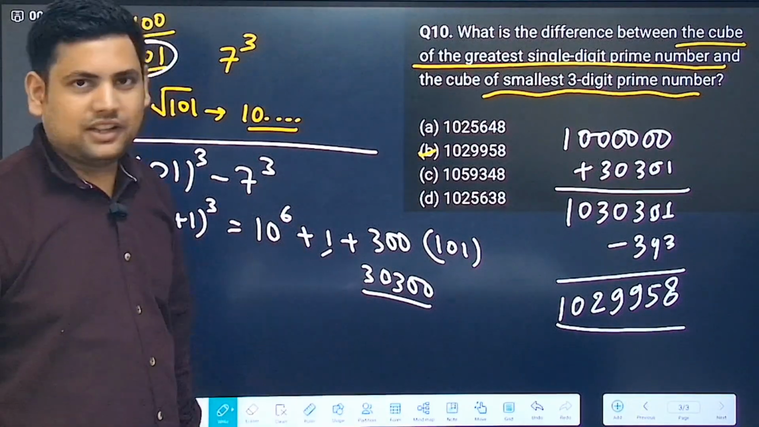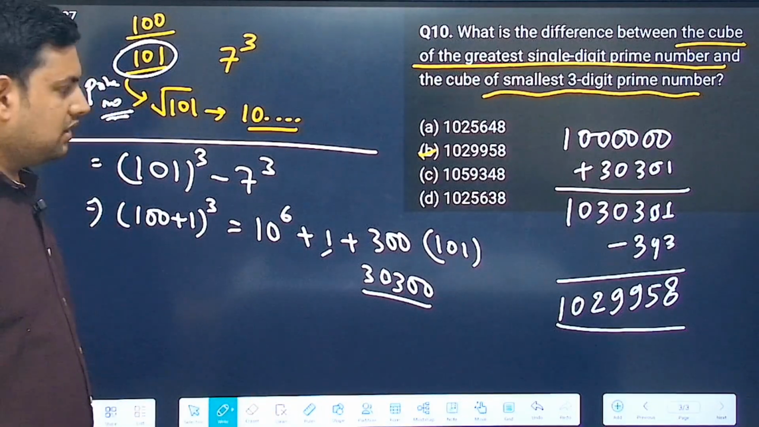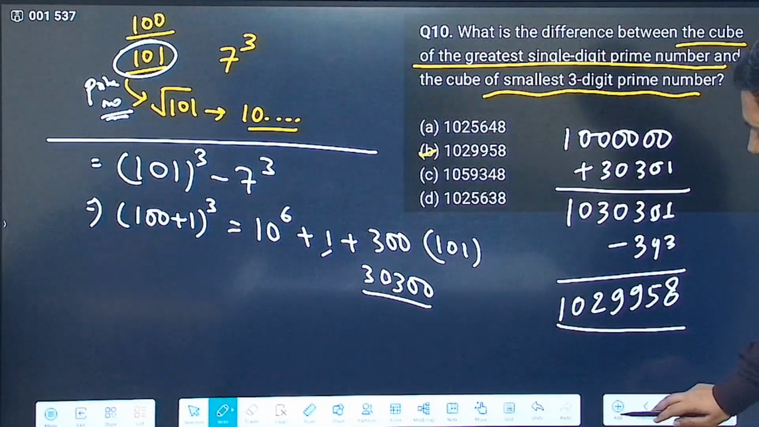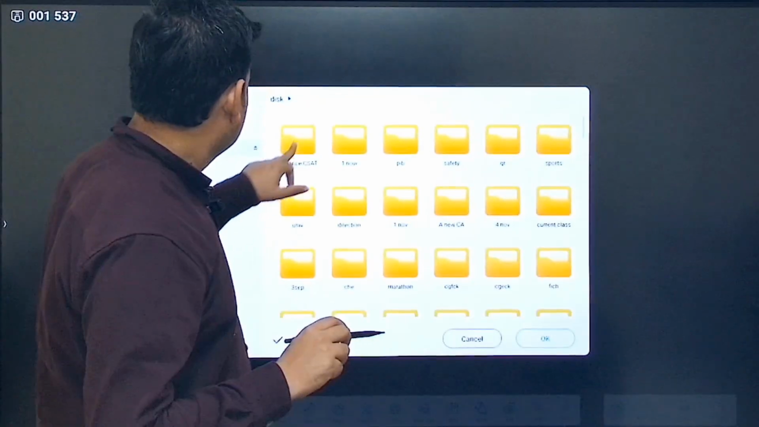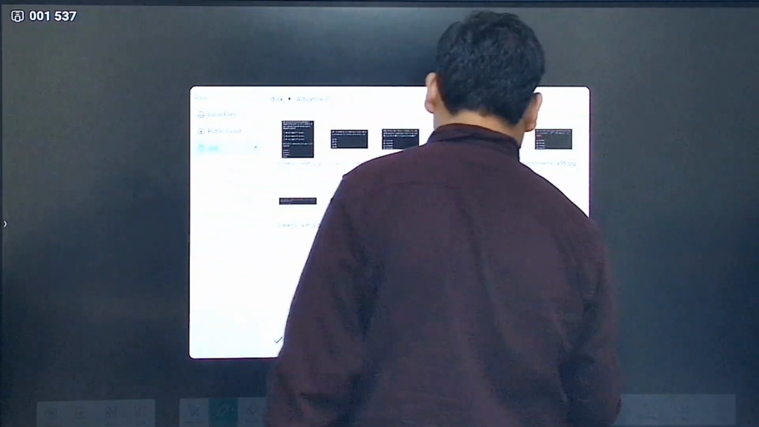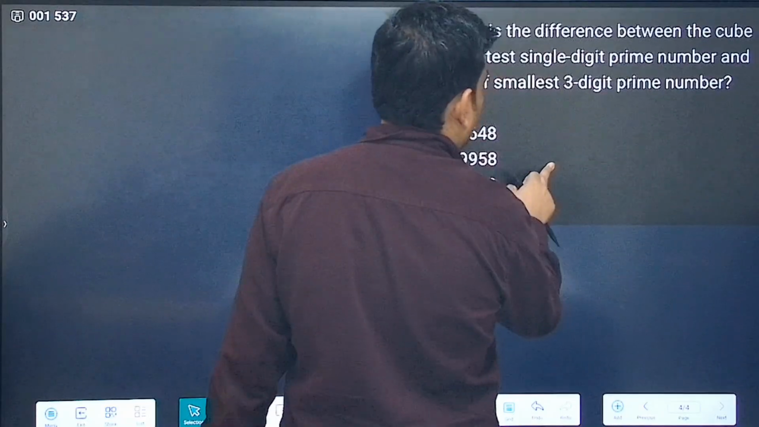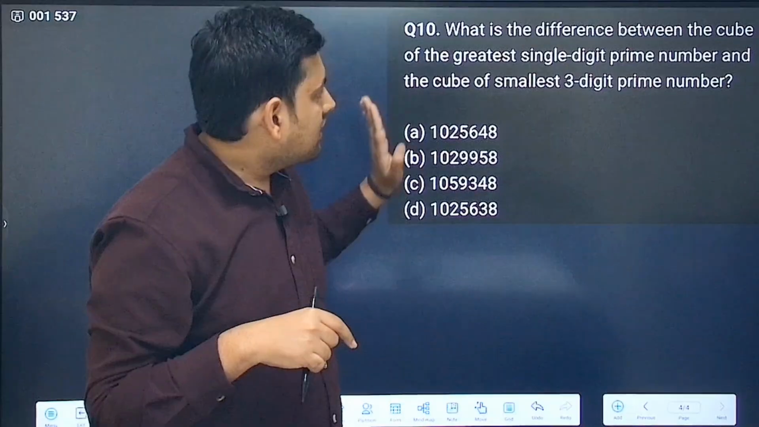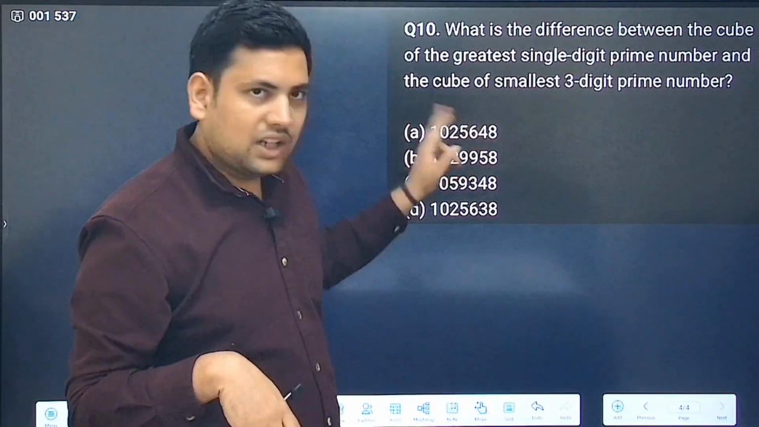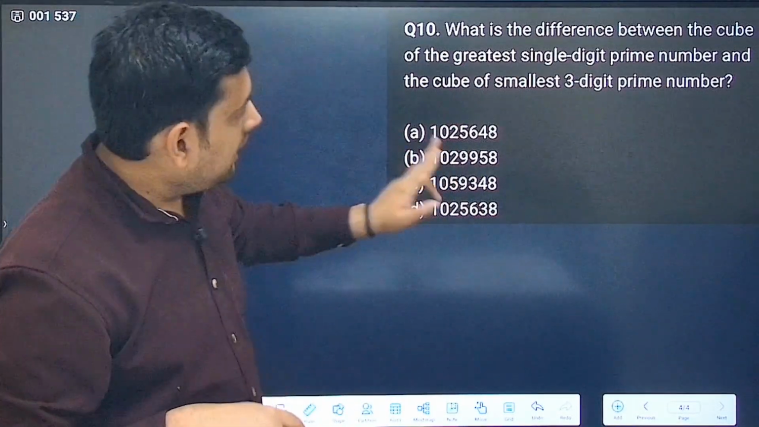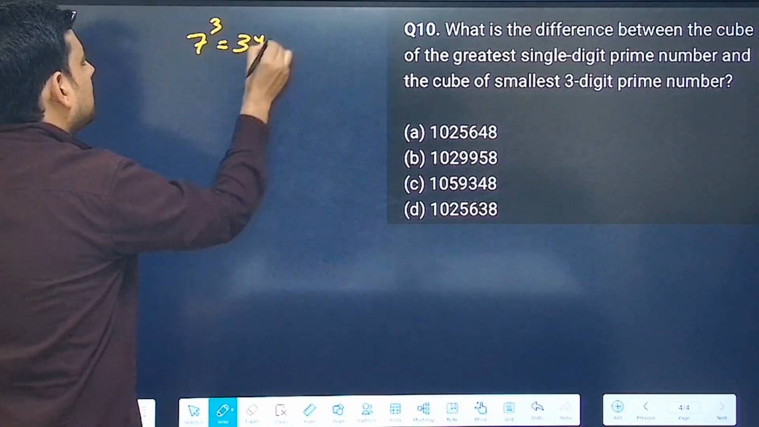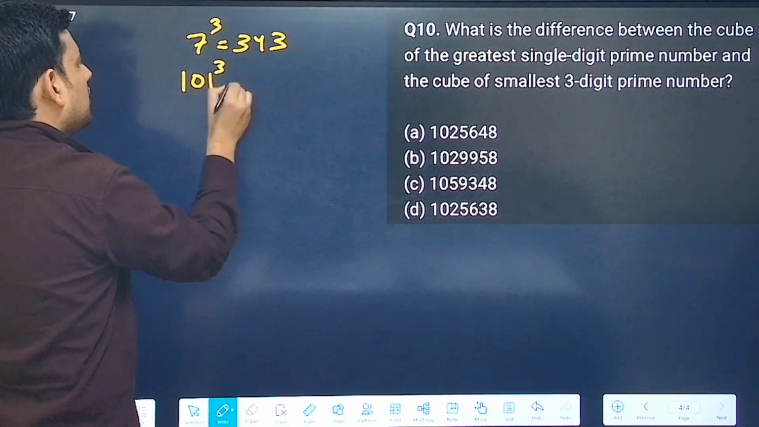Now I won't suggest that you do it like this. This is a very calculative way of doing this. So instead, let's learn a better approach to solve this. Let me write this question again. Here's the question again. Now, focus here. What is being asked? Difference between the cube of the greatest single-digit prime number and the smallest three-digit prime number. Correct. So essentially, 7 cube I know is 343. Now 101 cube is what I don't know.